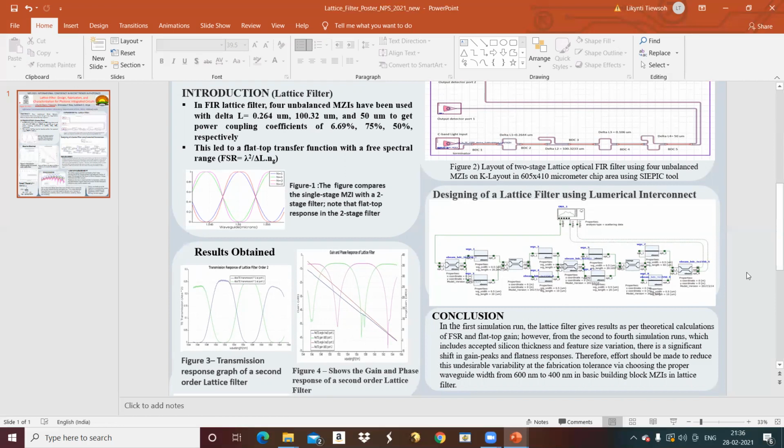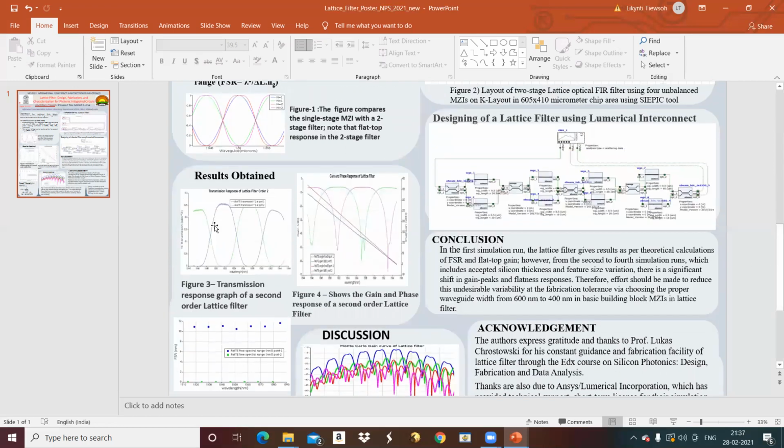Results obtained. Figure 3 shows the transmission response graph of our functional device, that is a second-order lattice filter, and as we can see, there is more flatness at the top. Figure 4 shows the gain and phase response of a second-order lattice filter. As we can see, the gain is below 0, that is negative, because when light passes through a device, light is absorbed by different components. So we have some losses in the device, that's why it is negative. And this one shows the linear response of our second-order lattice filter.